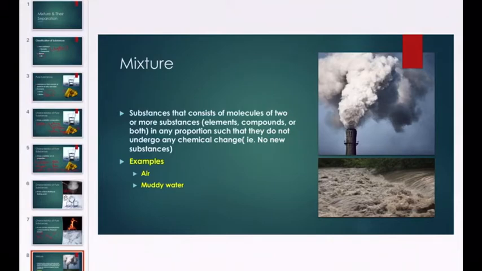Okay, and see, a mixture can be made up of elements, compounds, or both elements and compounds. Now consider air. What is air made up of? Air is made up of nitrogen, oxygen. These are all what? Elements, right? Then carbon dioxide, water vapor. What are these? These are compounds of carbon and oxygen, and hydrogen and oxygen, right? So air is a mixture made up of both elements and compounds.